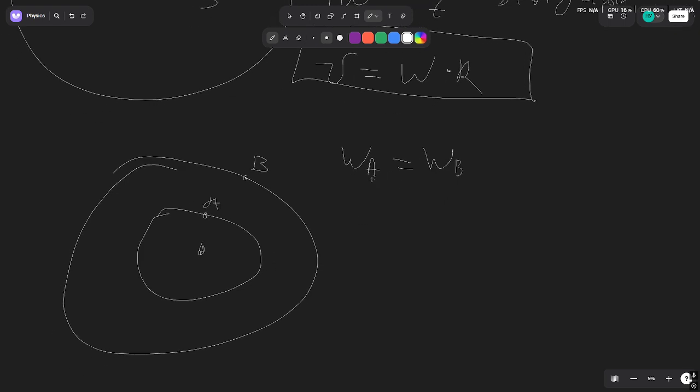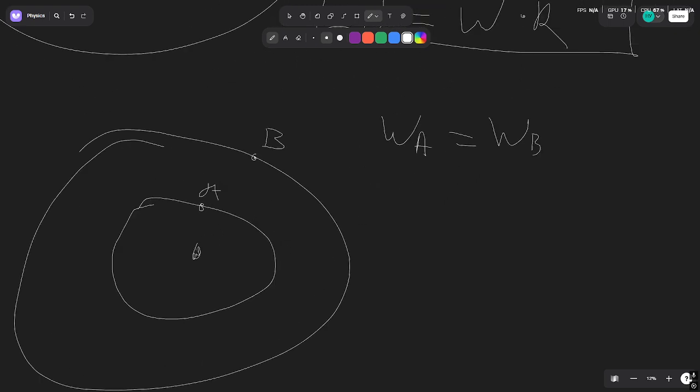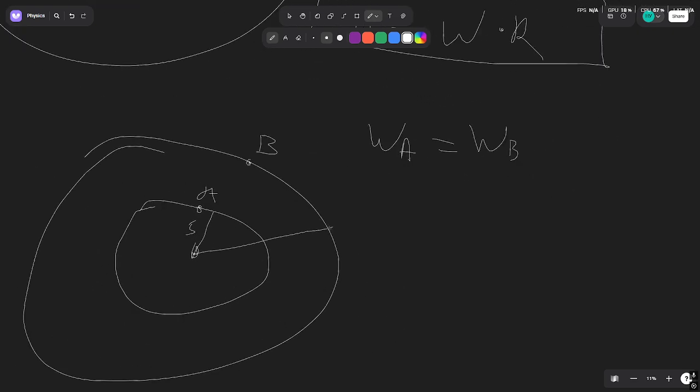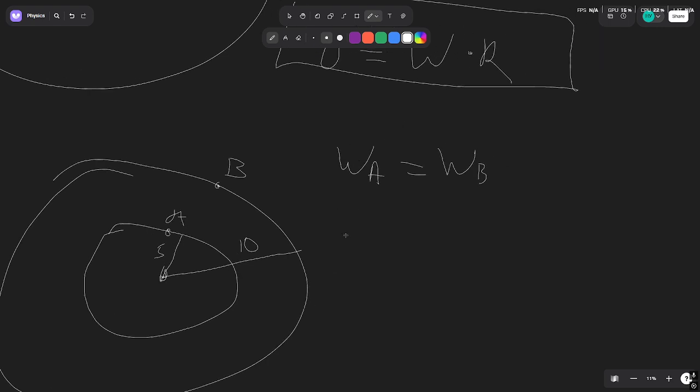What about linear velocity? The radius of circle A, for instance, is 5, while the radius of circle B, for instance, is 10 centimeters or 10 inches, no matter. So therefore, the linear velocity of point B is greater than the linear velocity of point A, right? Right.